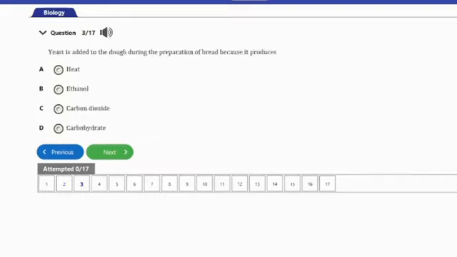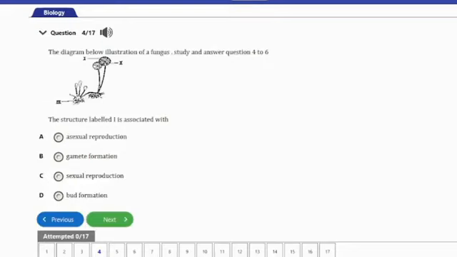Question number 3 here. It says, yeast is added to the dough during the preparation of bread because it produces A. Heat, B. Ethanol, C. Carbon dioxide, D. Carbohydrates. So guys, the answer to this question is option C here, and that's carbon dioxide. So let's go ahead and consider the next question. So that's question number 4 here.